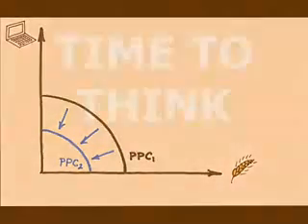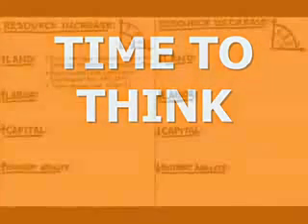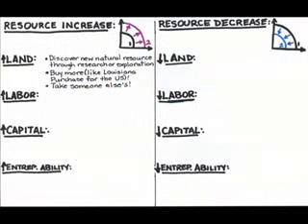Now I want you to think about something. What does it actually mean to say that there's an increase or a decrease in resources? How does it happen? More specifically, how would a society see more land, more labor, more capital, or more entrepreneurial ability? In this table, I've gotten you started. Now you complete the rest.